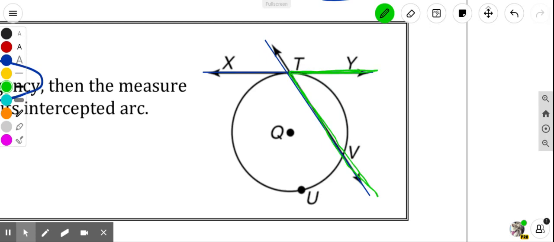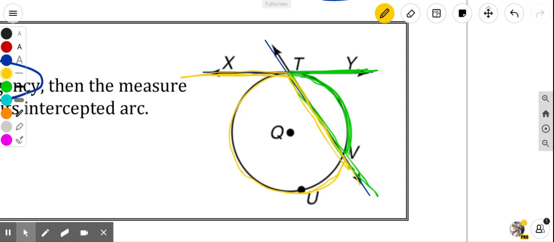Angle YTV is half the measure of arc TV. See this arc that's formed? So angle YTV is half of arc TV. And then we have the same situation on the other side. We have angle XTV, which would be this angle, and that's going to be half the measure of this arc.